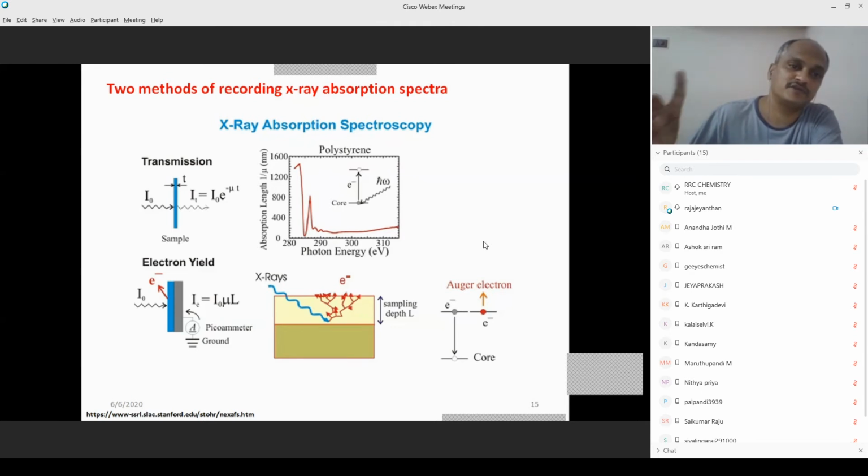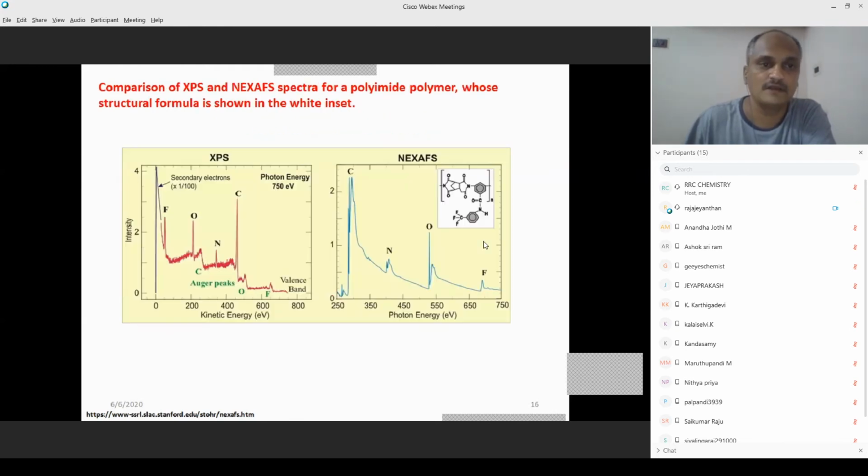So there are two modes. One is transmission, and the second one is electron yield mode. Transmission is to study the bulk property, and the electron yield mode is to study the surface properties of the material. Next, what is the difference between the XPS spectra and NEXAFS spectra?